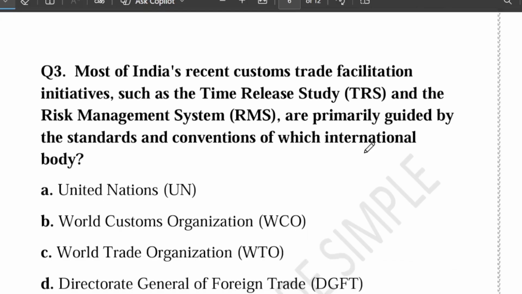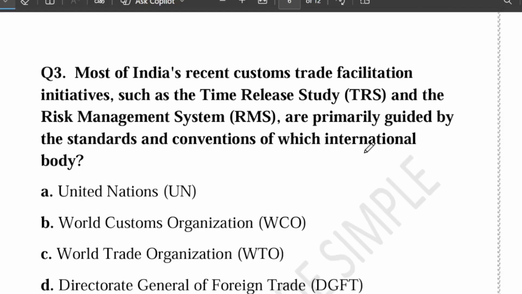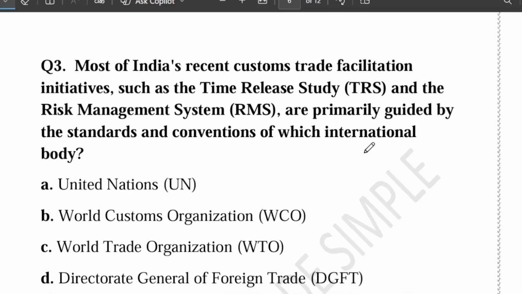Most of India's recent customs trade facilitation initiatives, such as the Time Release Study and the Risk Management System, are primarily guided by the standards and conventions of which international body? The options given are: UN, WCO, World Trade Organization, and Directorate General of Foreign Trade. So friends, very good question. The option they have given is UN. So what about UN? What do you think?